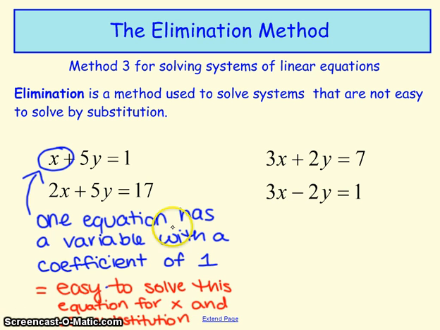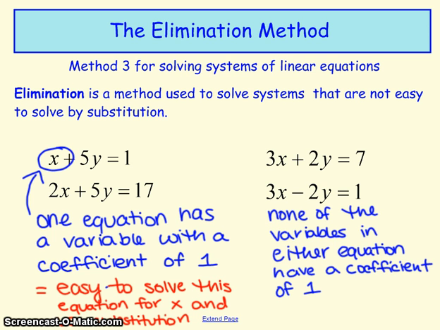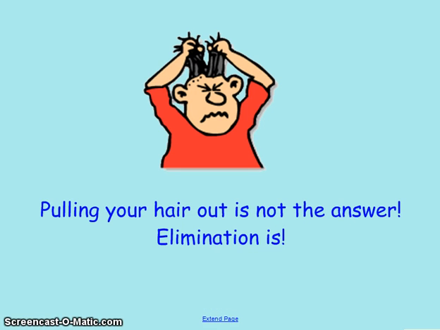On the other hand, in the second system that we see right here, none of the variables have a coefficient of 1 in either equation. So that would mean that solving either equation for x or y would take more work, and so substitution wouldn't be that easy. Now, the answer in a situation like this is not pulling your hair out, not to get frustrated. It's just to use another method, and that method is elimination.